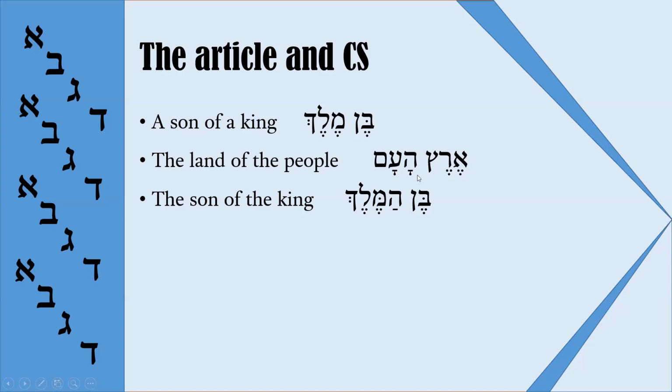And on the land, I can't see the article here. Is it okay, or is that how we should read it? Yes. Because Eretz is in the construct state, we cannot put an article here. It is impossible. So Eretz Ha'am, and we translate it the land of the people, because this whole phrase is definite: there is an article, and this is a construct form, and you cannot put an article on the construct.